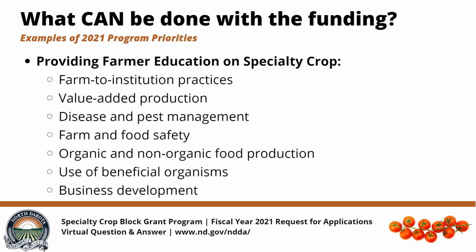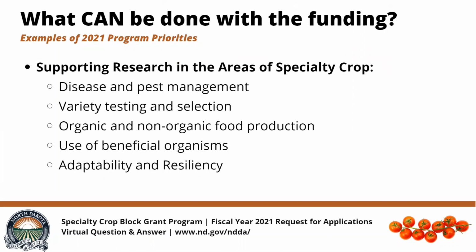The second priority for 2021 is supporting research in the areas of specialty crop. This may include disease and pest management, variety testing and selection, organic and non-organic food production, use of beneficial organisms, and adaptability and resiliency.